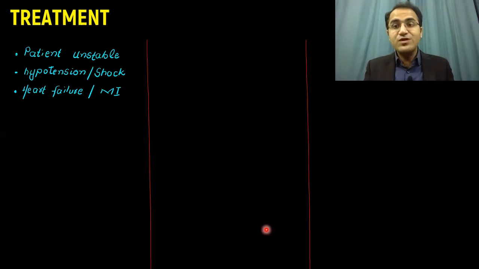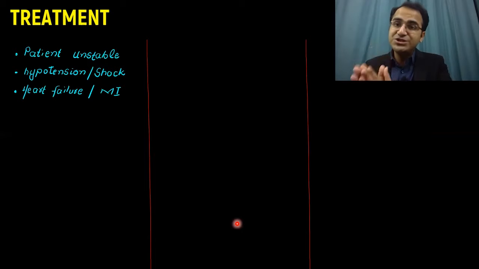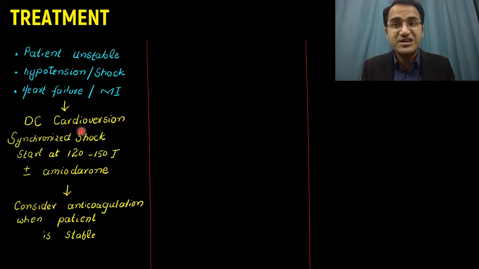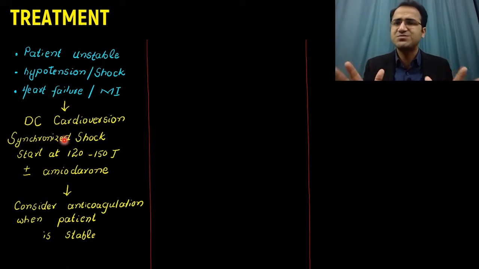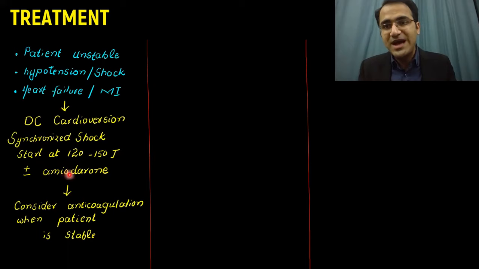Now we'll discuss what can be the presentation of a patient with atrial fibrillation and how you treat the patient according to the presentation. If the patient is unstable, hypotensive, in shock, or has heart failure or MI, in such an unstable critical patient, you have to go straight away for DC cardioversion. Whenever the patient is unstable and has an abnormal rhythm, that patient needs to be saved, because that patient is going to die if you do not give the shocks. See whether it is a shockable rhythm. If the rhythm is shockable, just give the shocks and start at 120 to 150 joules with or without amiodarone. And you should consider anticoagulation when the patient is stable.